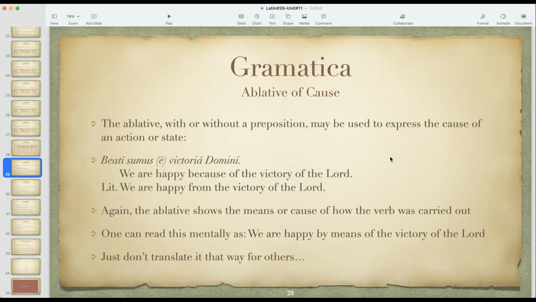Now, again, the ablative shows the means or cause or how the verb was carried out. So you can read this mentally as we are happy by means of the victory of the Lord. Now, don't translate it that way for somebody because that's terrible. But if you're reading along and you're attempting to absorb it directly into your brain cells, it's perfectly okay to think of it that way.